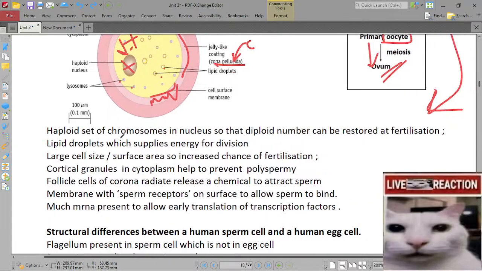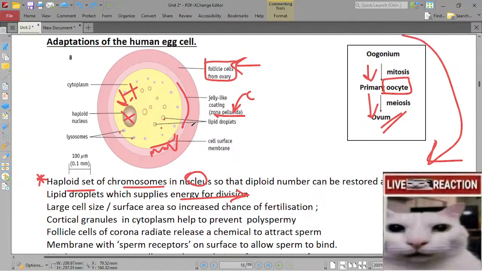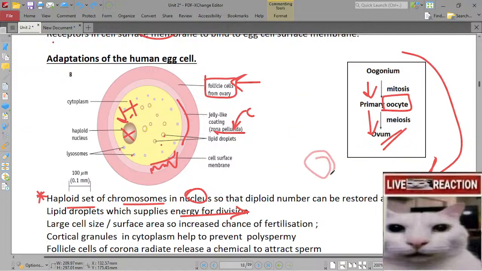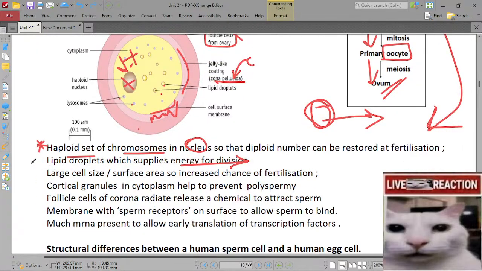Haploid sets of chromosomes in the nucleus obviously have to be present so that you have a diploid cell on fertilization. Lipid droplets supply energy for division, because division is going to be occurring here. Note that this is the site of cell division, not over there. The sperm cell needs energy for traveling, whereas the ovum needs energy for the actual cell division to occur, right? So that's what the lipid droplets are for. Large cell size increases the surface area, so you have a greater chance of fertilization.